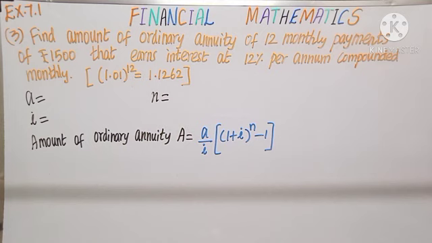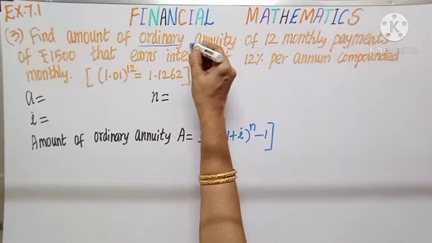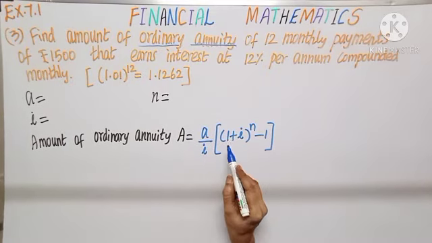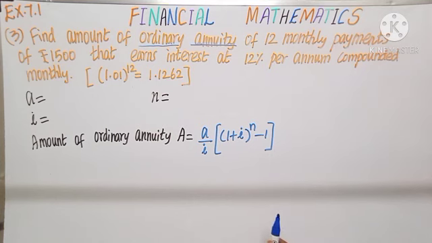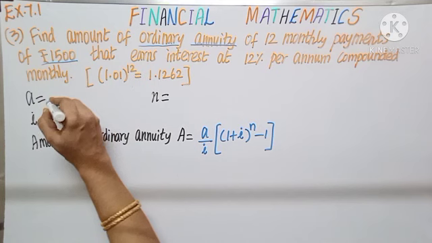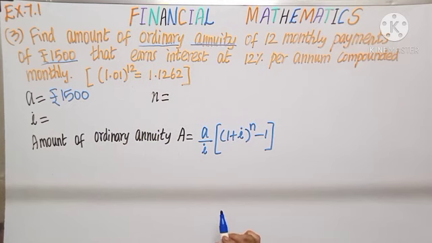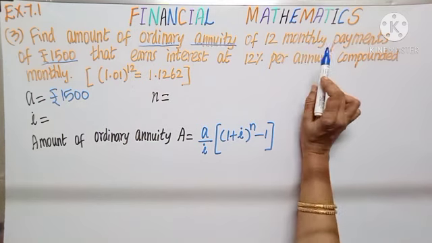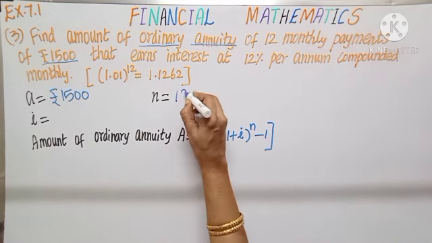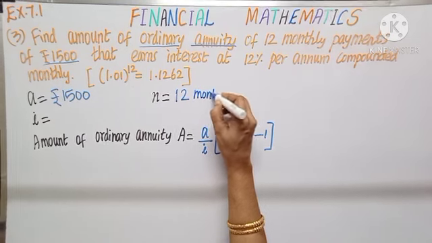Problem number 3. Find the amount of ordinary annuity of 12 monthly payments of rupees 1500 that earns an interest at 12% per annum compounded monthly. Look at the words. Ordinary annuity. The formula is A by I, 1 plus I whole power n minus 1. Payments rupees 1500 tells me A equals 1500. N, what is N given? 12 monthly payments. So N is 12 and the payments are months only.